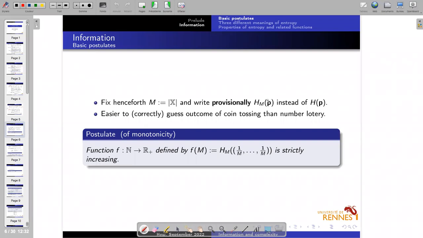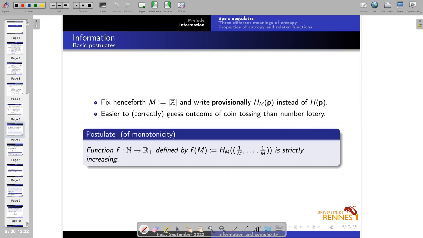So if I tell you that the outcome will be zero, even if I don't know the outcome, I have only a 50% chance to be wrong. But if I say that the output of the number lottery will be the numbers 5, 7, 8, 18, and so on, I have only one chance in 13 million to be correct. So intuitively, it's easier to guess the outcome of a coin tossing than of the number lottery.